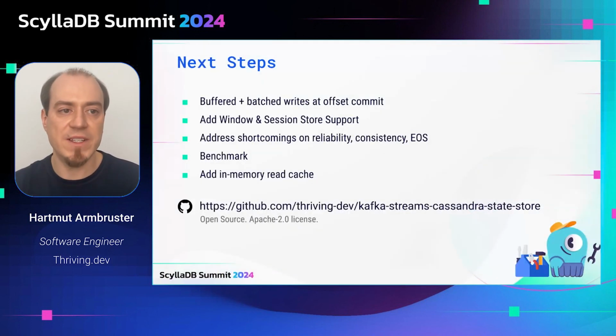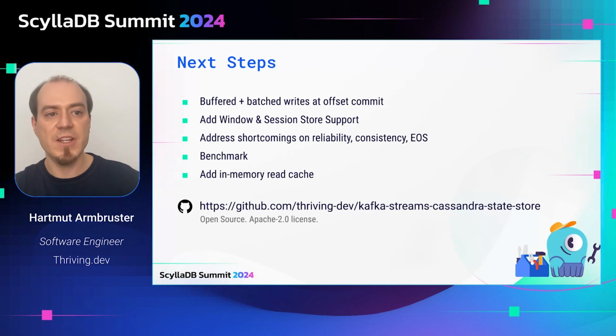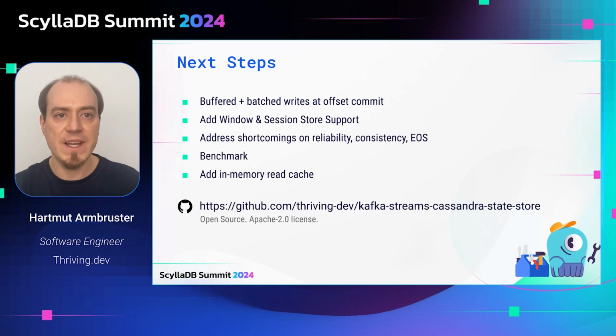Which brings us to our next steps. Some of the aligned next steps are to explore buffered and batched writes at the time of when the offsets are committed, which usually takes place in an interval or, if it's high throughput, earlier. Adding window and session store support, and to address shortcomings on reliability, consistency, and exactly once semantics. Also, I would like to do benchmarks and add an in-memory read cache to boost the performance for read access.